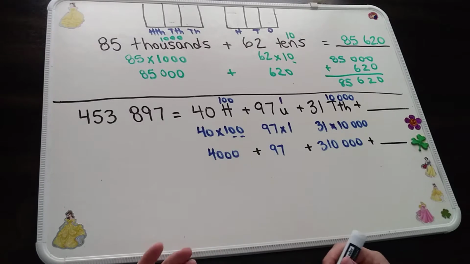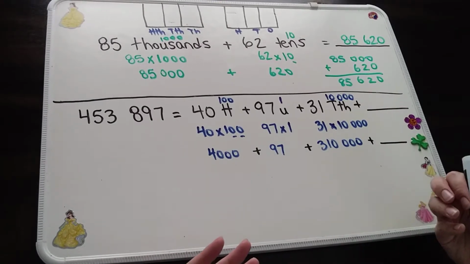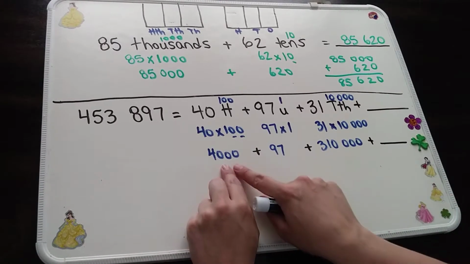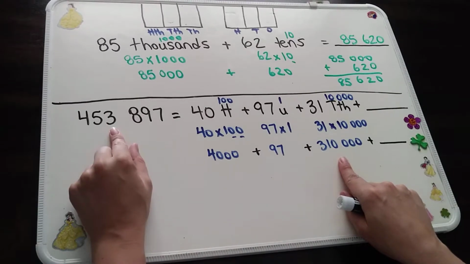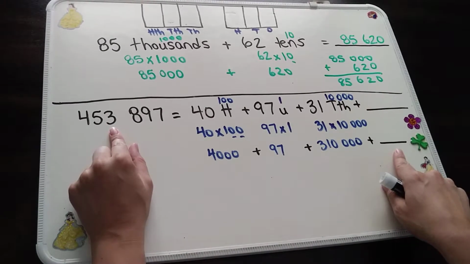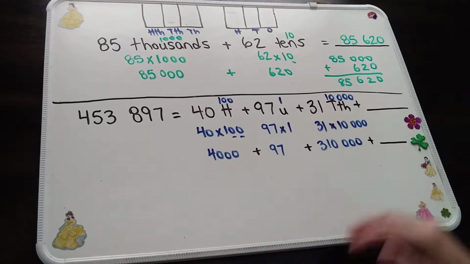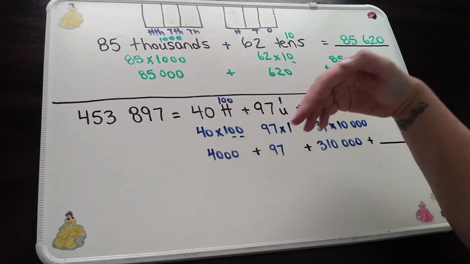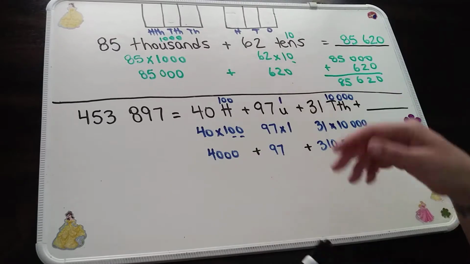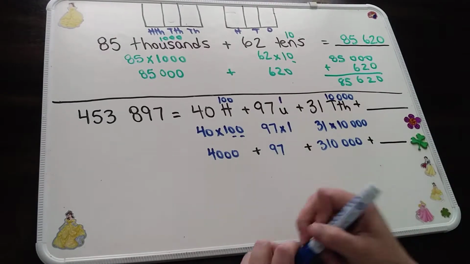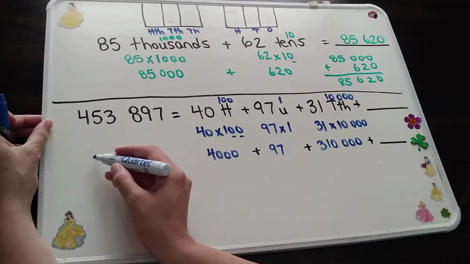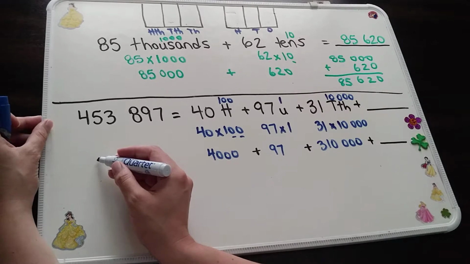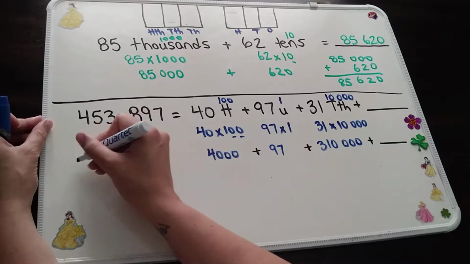Okay, so now I need to see what I have so far, because I know that if I add these together, it's not going to be this number. Something's going to be missing from it. And notice again that I've kept my work nicely lined up so I'm not missing or forgetting anything. So I'm just going to take a little space on my board over here and do my addition to make sure that I have all of the numbers that I need.